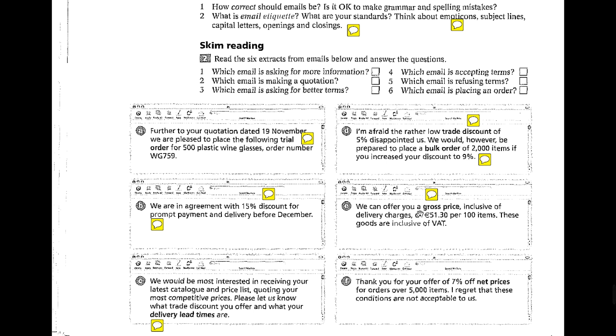We can offer you a gross price inclusive of delivery charges of 51.30 euro per item. These goods are inclusive of VAT. You are going to match this with number 2. It's making a quotation. Okay? This email is making a quotation. So we can offer a gross price, a quotation.